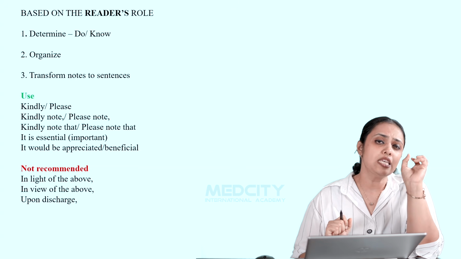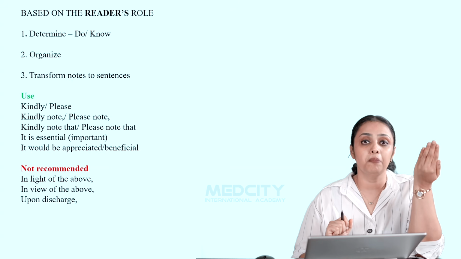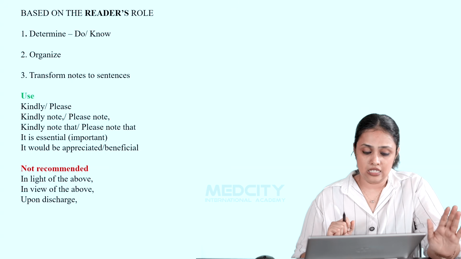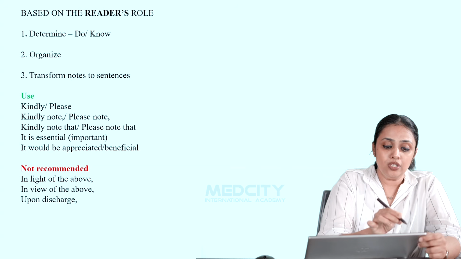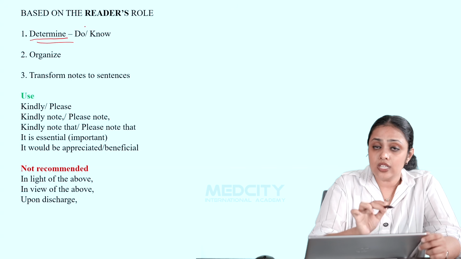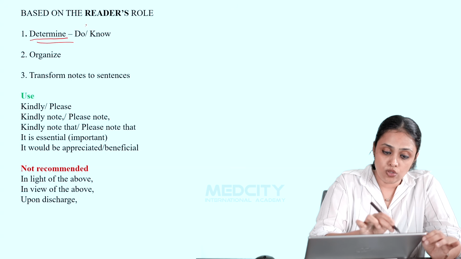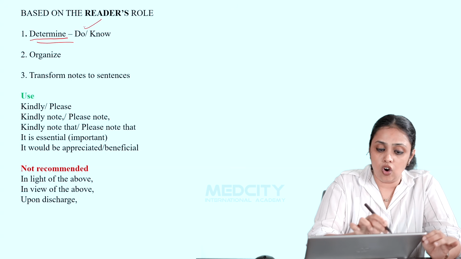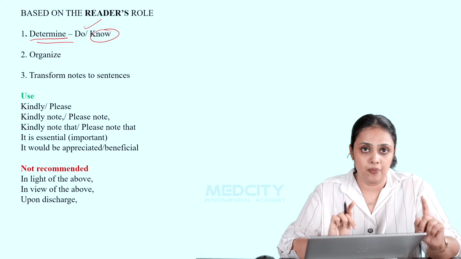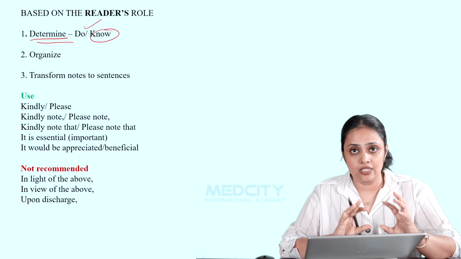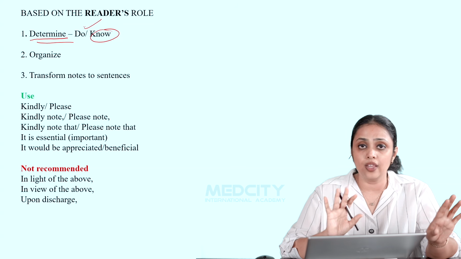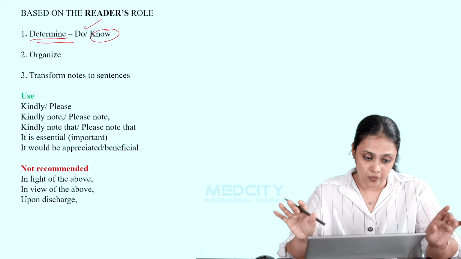Okay, now when you're going to develop the recommendation paragraph, what are the basic steps that you need to keep in mind before developing it? The first thing is, just like I mentioned now, you need to identify whether the points in the discharge plan are those which are to be done by the reader or those which the reader just needs to know. You need to differentiate between them. You have to categorize the points in the discharge plan into two groups, one which the reader needs to do and one which the reader needs to know.